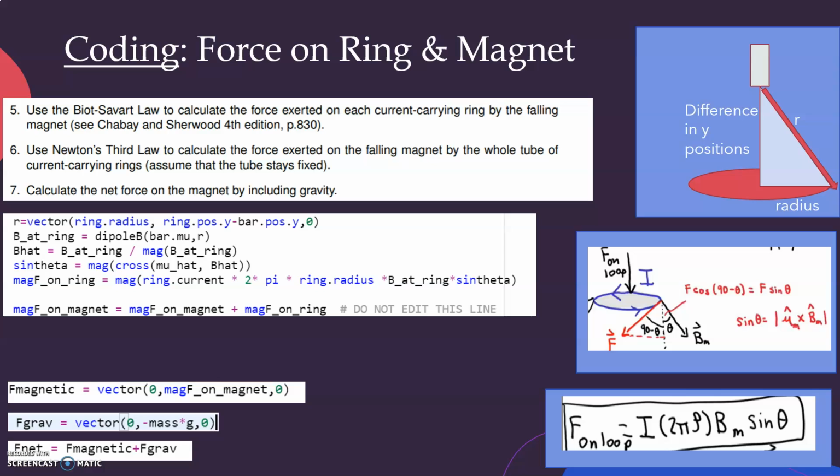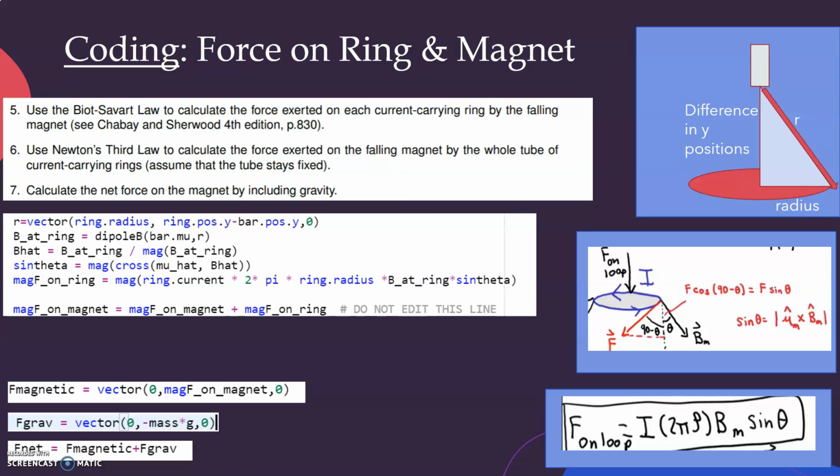And then here is how we calculated the force on the ring, therefore the force on the magnet, since they're opposite. And there's how the R vector is shown on the top right. The force on the loop is the current times 2 pi the radius times the magnetic field using the Biot-Savart law times sine theta.